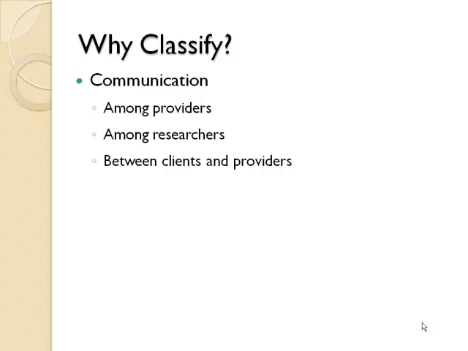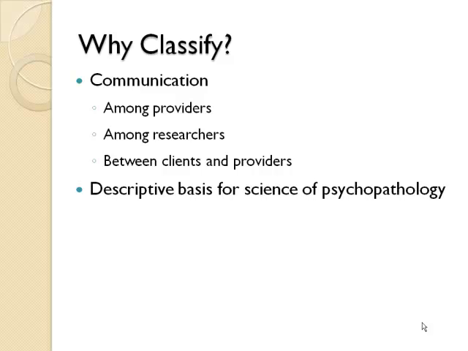So the kind of utilitarian benefit is primarily for communication purposes, at least from especially a clinician's point of view. But it also serves as a descriptive basis for the science of psychopathology in a couple of ways. One, it helps identify the targets of study, right? There are infinite questions that could be asked about human experiences that fall outside of the norm, things that we might consider psychopathology. A classification system helps provide at least some focus for the research, right?